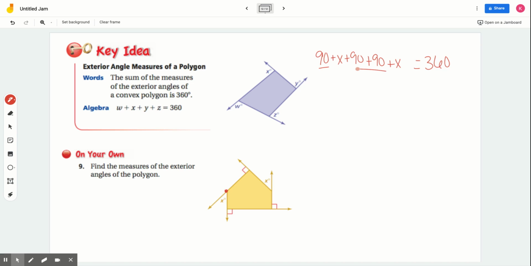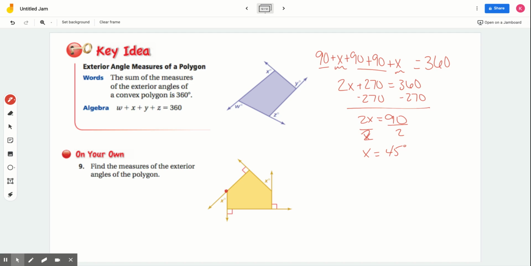Go ahead and combine those like terms. x and x is 2x. 90, 90, and 90 makes 270. Solve using those inverse operations. So 2x is equal to 90. Dividing by 2 on both sides to find that x equals 45.